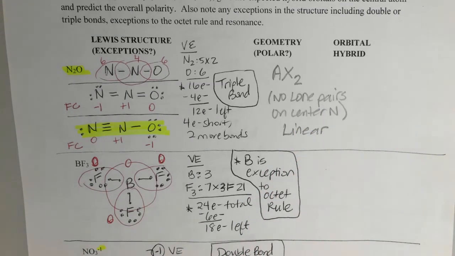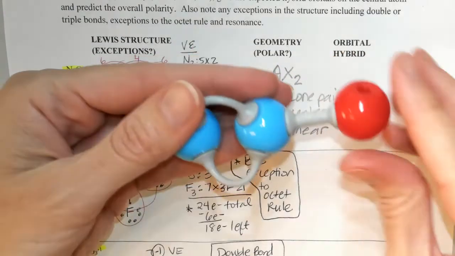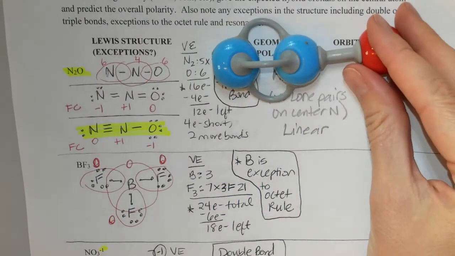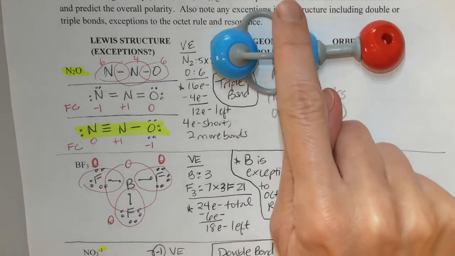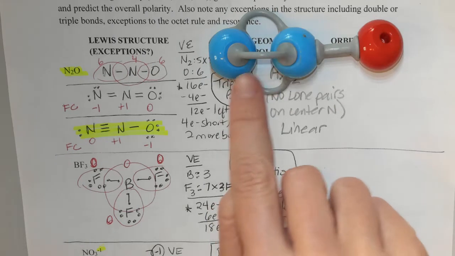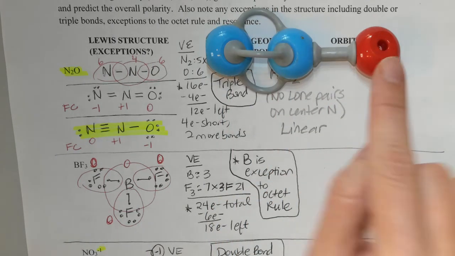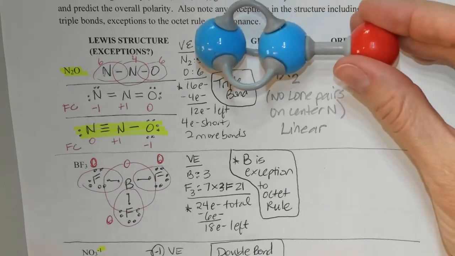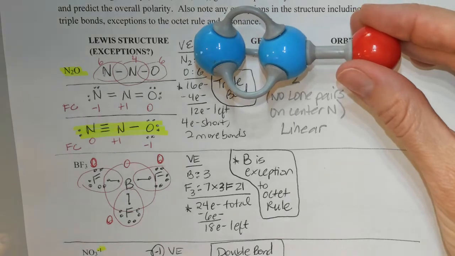And so what I did is I took the ball and stick models that we're going to play with in lab. The nitrogen is the blue atom. You can see there's a triple bond here. So 1, 2, 3, triple bonds between the nitrogens. And then this oxygen here at the end in red. And if you look, that is a linear molecule. It's in a nice straight line. It's 180 degrees, right?